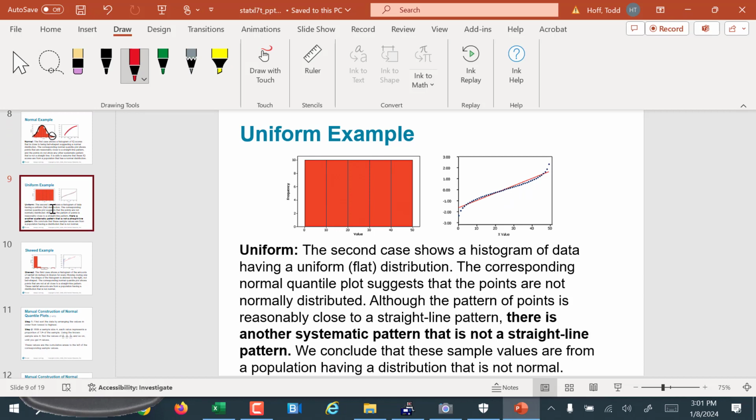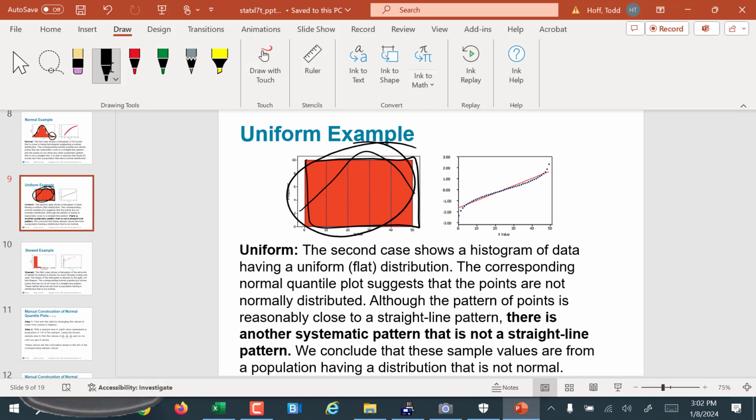This one here, however, is actually uniform. You can see the histogram is a rectangle. There is no curve in the top at all. So just looking at this, I would see the histogram and say there's no use even doing the normal quantile plot because this is not normally distributed. I would stop right here.